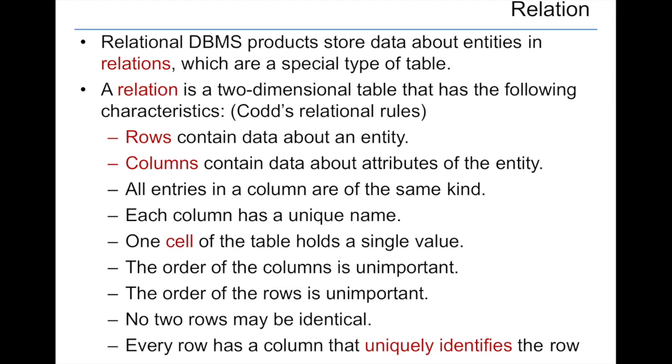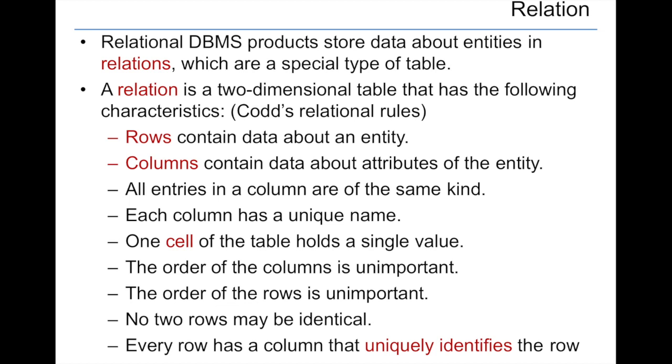Okay, so now we'll look at the relationship or relations. DBMS products store data about entities in relations, which are a special type of table. A relation is a two-dimensional table that has the following characteristics. Rows contain data about an entity. Columns contain data about attributes of the entity. All entries in a column are of the same kind. Each column has a unique name. One cell of the table holds a single value.